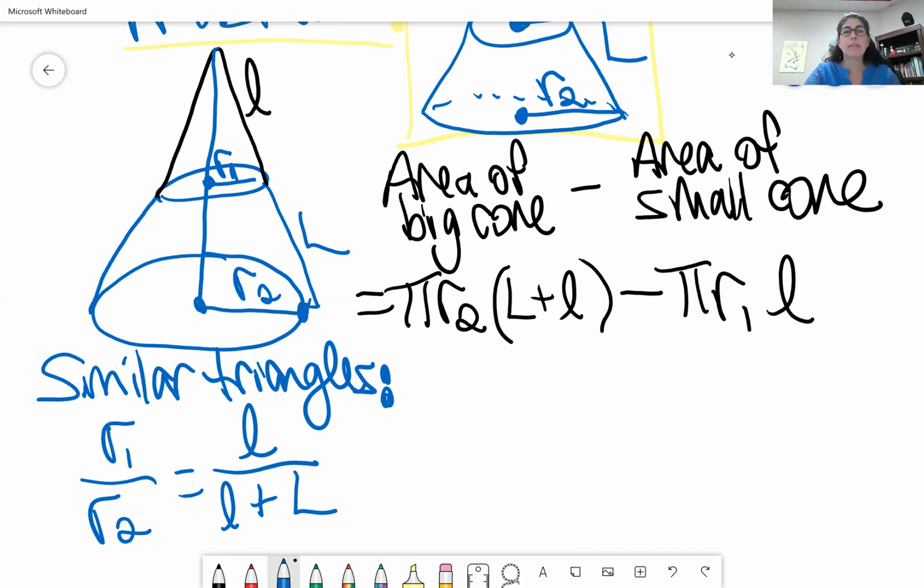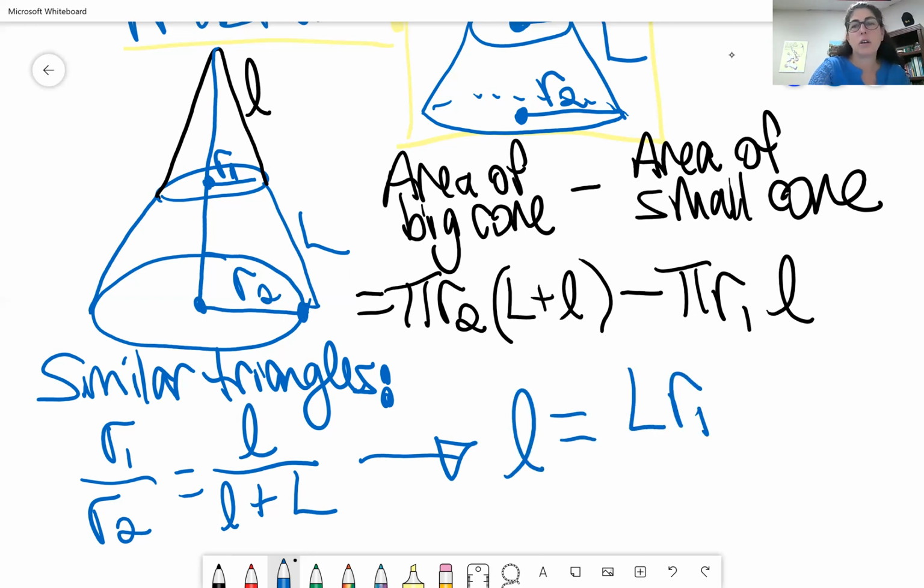Now let's do a little bit of algebra here. Cross multiply, isolate the little l. I'm going to wait 10 seconds for you to try it on your own. Cross multiply and try and isolate the little l. How are you doing? Is this what you got? This is what I got. I got little l is equal to capital L times R1 over R2 minus R1.